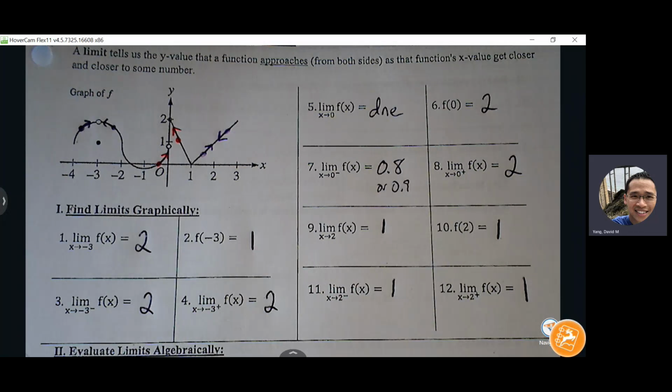Any questions 5 through 12? Yeah. The reason why number 5 doesn't exist is because if I'm picking points on either side of 0, I see that they're not approaching the same y value, right? One side is headed towards 0.9, the other side is headed towards 2.